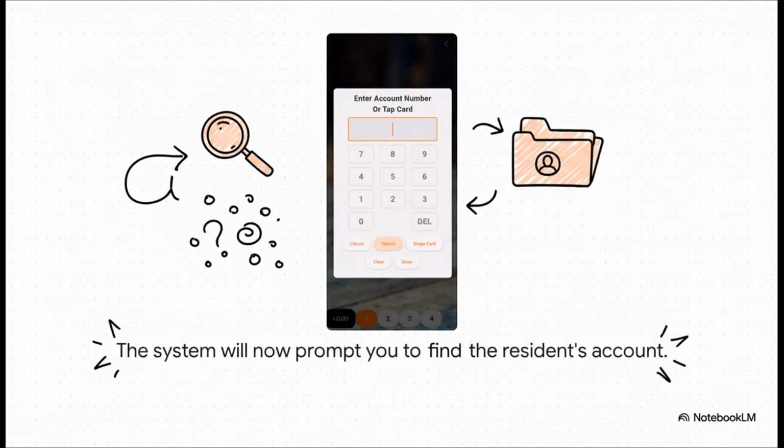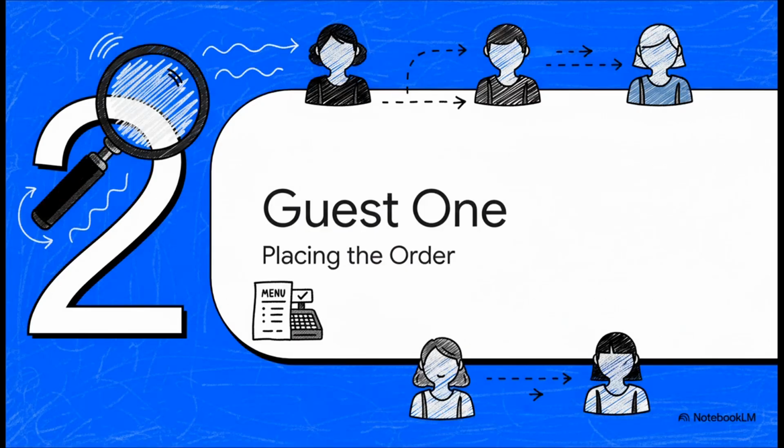Okay, next up, the system needs to know which resident is ordering. Now, you could type in their account number directly if you happen to know it, but honestly, the easiest and most common way is to just use the search function. Let's go ahead and tap search. All right, let's take the order for our first guest, Elon Kritzer. We've started the search, and now we're going to go find his profile.